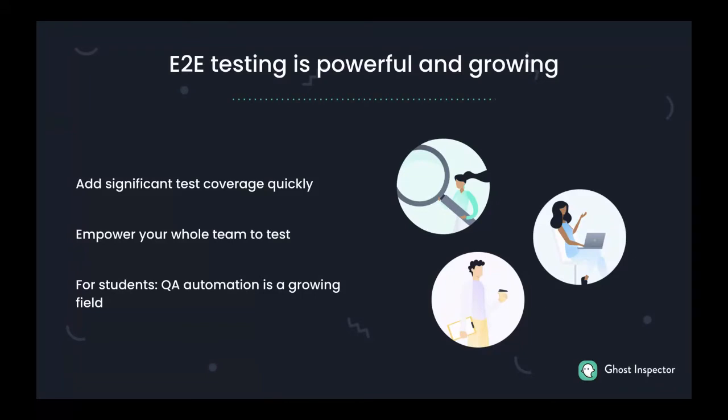And then for students, because I know there are lots of students at this event, this type of QA automation, quality assurance automation and test automation, is really a growing field. So understanding what's going on and how some of this works can be really useful and open up a lot of opportunities, because companies are definitely wanting to do this, and they're out there looking for folks to build these tests and manage the testing process.